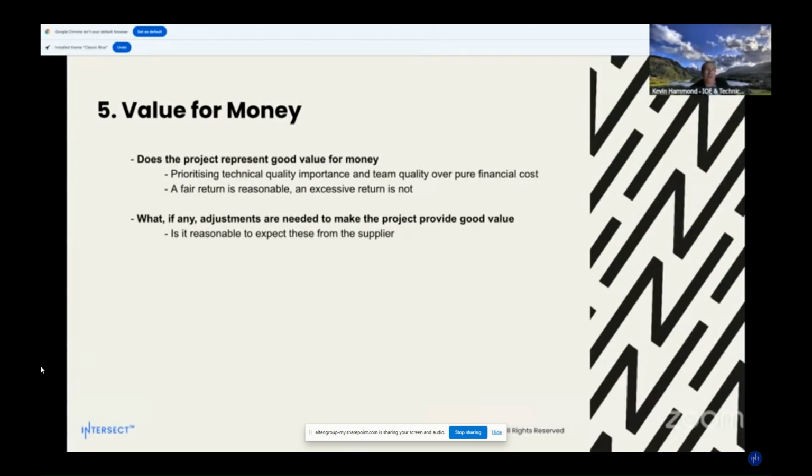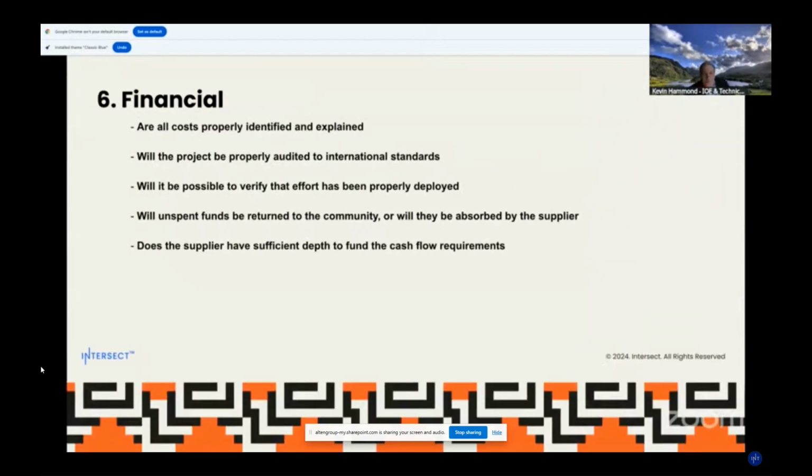Finally, fifth: does the project represent good value for money? Prioritizing technical quality over pure financial cost. And fair return is reasonable, but obviously an excessive return is not, so that needs to be judged. Do any adjustments need to be made to make the project provide good value? You need to consider financial aspects. Are all costs properly identified and explained? Will the project be properly audited? Will you be able to verify that effort has been properly deployed? What happens to any unspent funds? Do they get returned, or do they just go to the supplier? And does the supplier have enough depth to fund cash flow requirements?